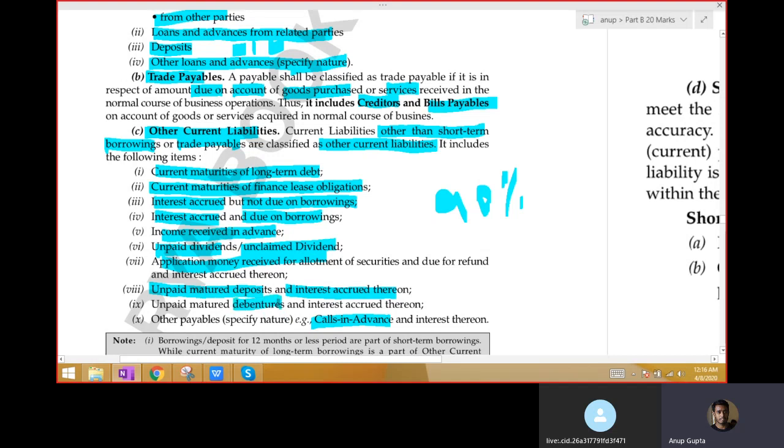Matured deposits and matured debentures are similar things. Debentures are bonds that are issued with a promise to pay in the future along with the interest. And then we are left with the last topic of equity and liability, that is, short-term provisions.